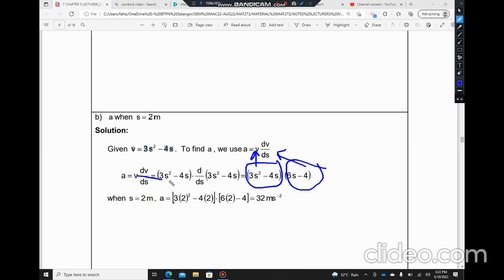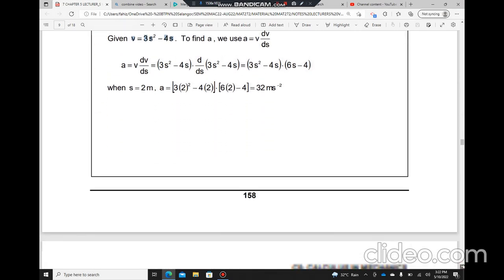Yang ni kalau tak nak tulis pun tak apa. Kalau pening kan nampak, yang ni terus dia direct. V gantikan dengan 3s square minus 4s and dv ds equals to 6s minus 4. So when s equals to 2, so you get A, just substitute the value of s here with 2. So you get A equals to 32 ms negative 2.